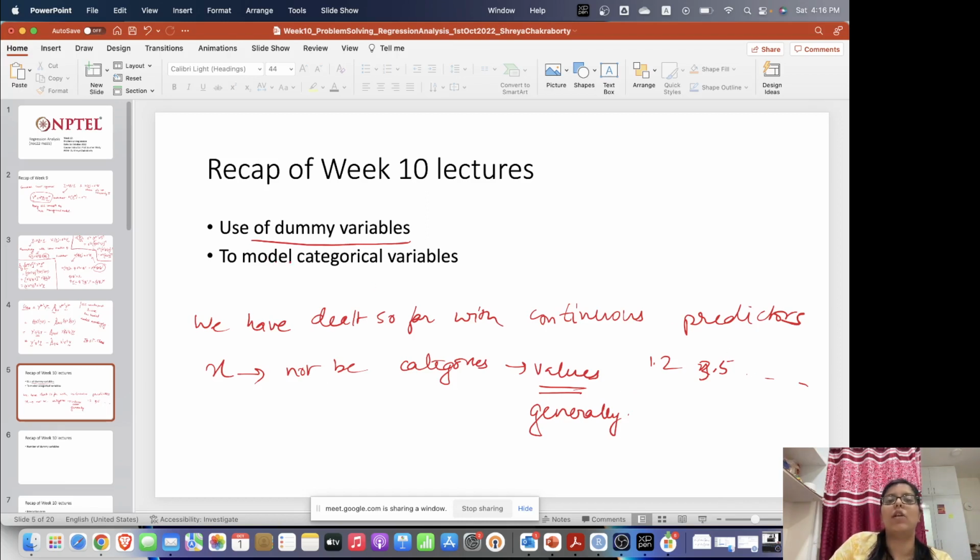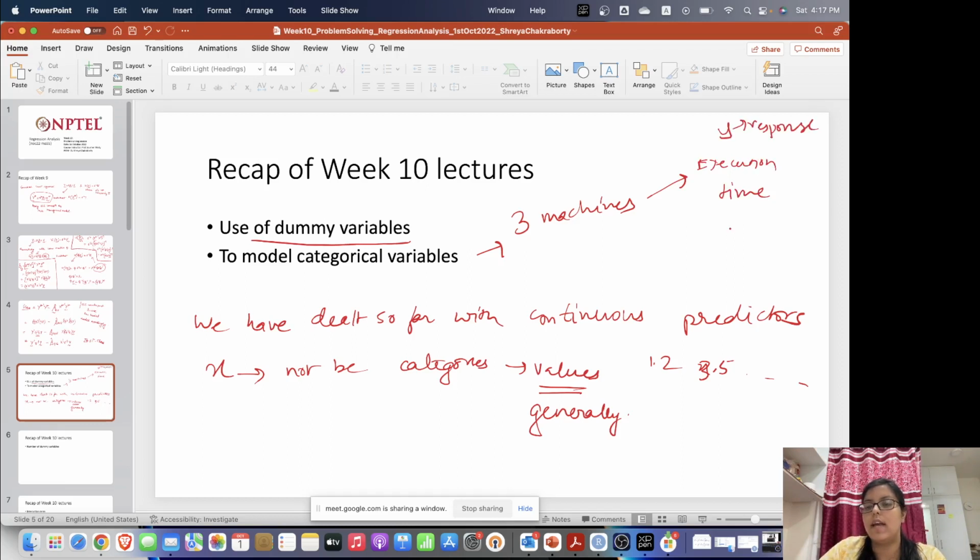But if we have to model categorical variables, like the example that was given, let's say we have 3 machines and we are calculating the execution time, let's say our response y, and if we assume that for the 3 machines there is a change in the response variable, then in order to account for that change we might need to introduce categorical variables into our regression model, and the way to do that is by using dummy variables.